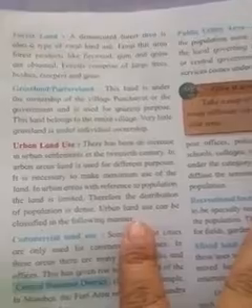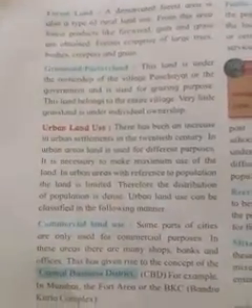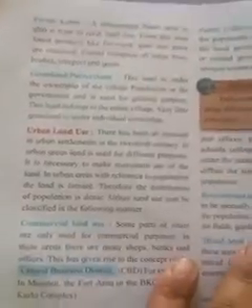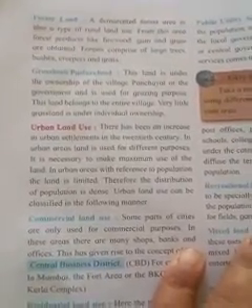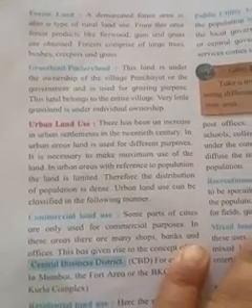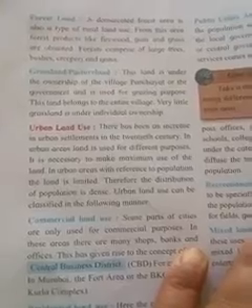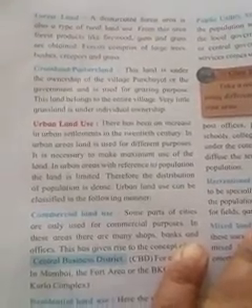Next type of this arable land is the grassland and pasture land. This land is under the ownership of the village panchayat or the government and is used for grazing purposes. This land belongs to the entire village. Very little of this land is under individual ownership. That means this type of land has common ownership.